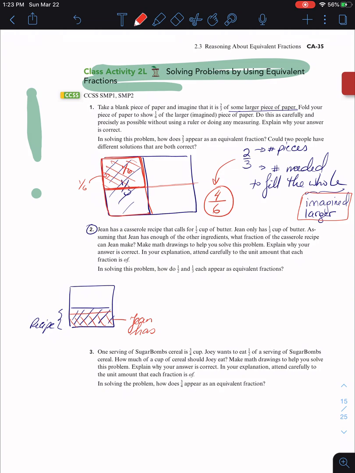So how can we compare and figure out how much of the recipe Jean can make? Well, 1/2s and 1/3s are different. Both wholes that we're talking about are of a cup. So is there any way that we can cut the cup up so that we could get a half and a third?